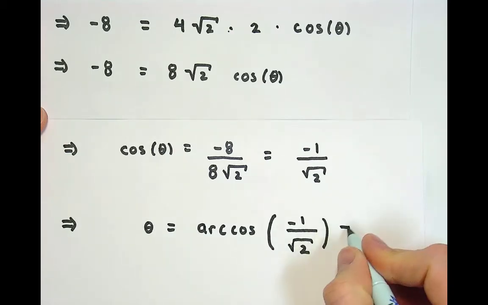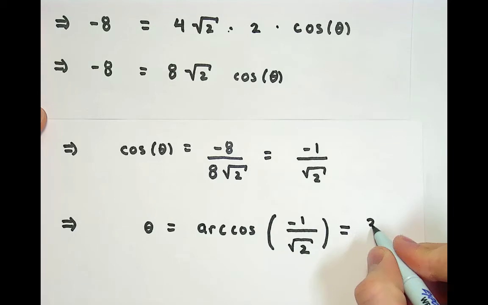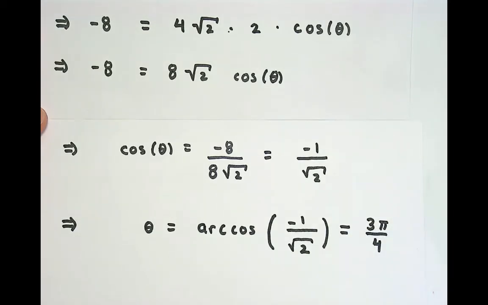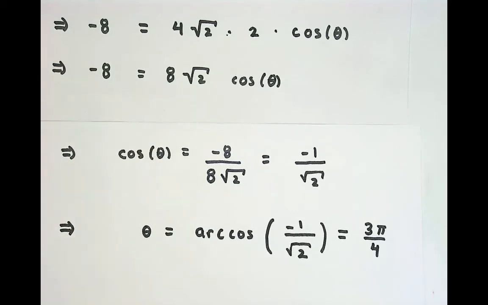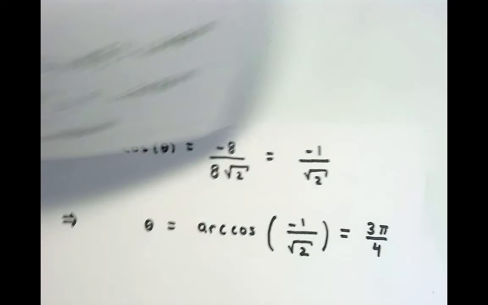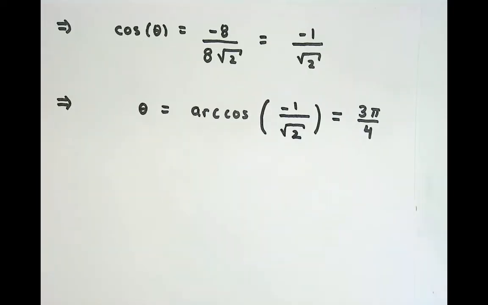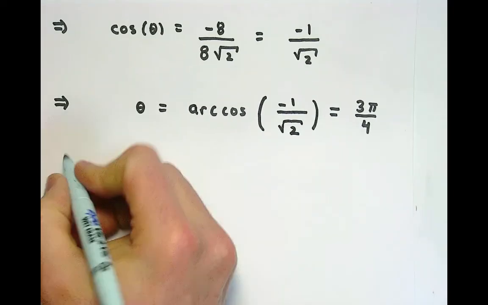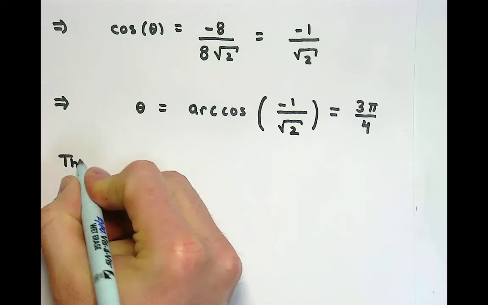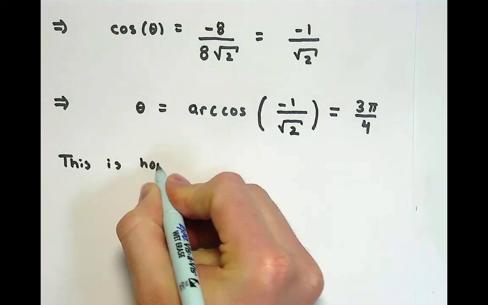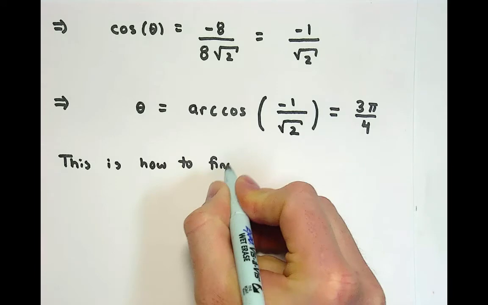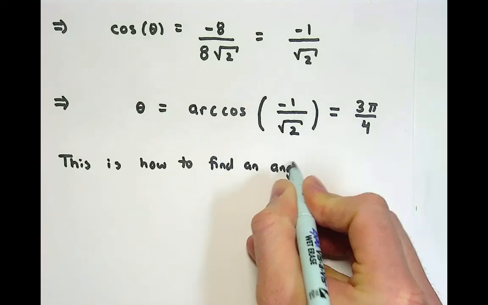And this ends up to be, do you see it? 3 pi over 4, which is indeed an obtuse angle. So that's one way that you can find the theta using the cosine formula. This is how to find an angle using this formula.